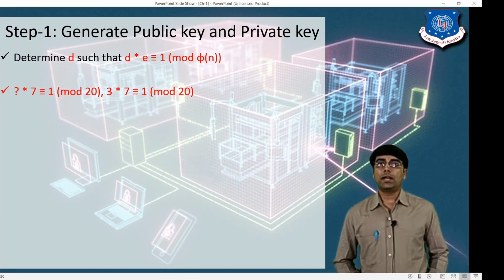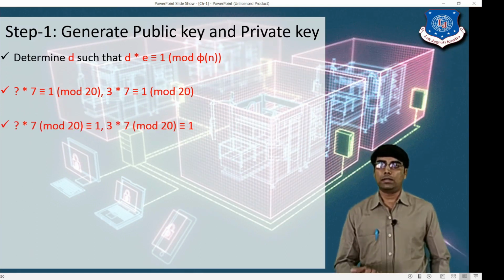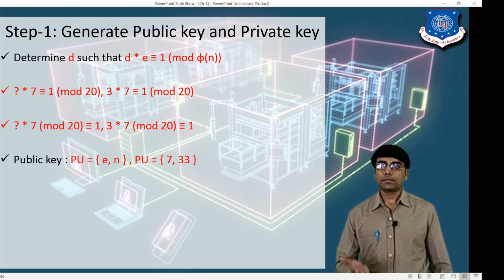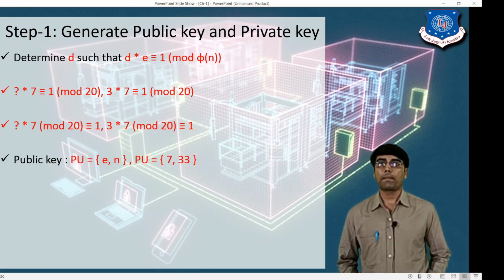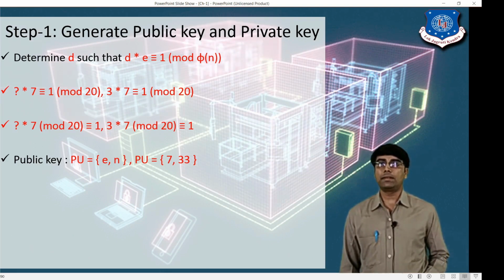So here we use 3. 3 multiply 7 gives 21. So 21 over 20, you will get the remainder 1. So now our decryption key is 3. So the public key PU (e, n) is (7, 33).